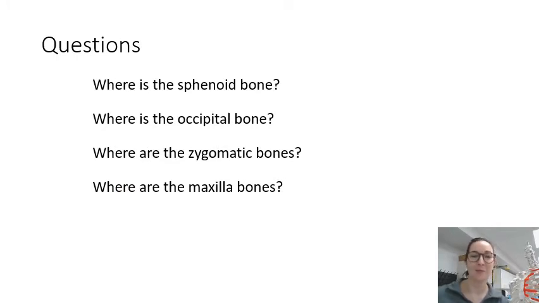Okay, so made it through the first little part of this lecture, so I want you to think about some of the bones we've talked about. Where do you think the sphenoid bone is? Where do you think the occipital bone is? Where are the zygomatics? And where are the maxilla? All right, so thinking about that, hopefully, if I bring up this guy again, let's look at where these bones are.